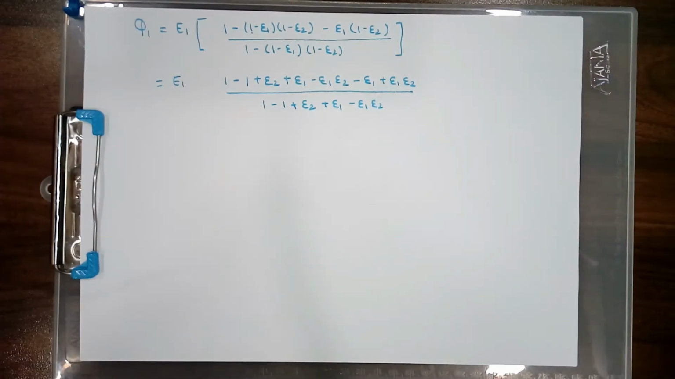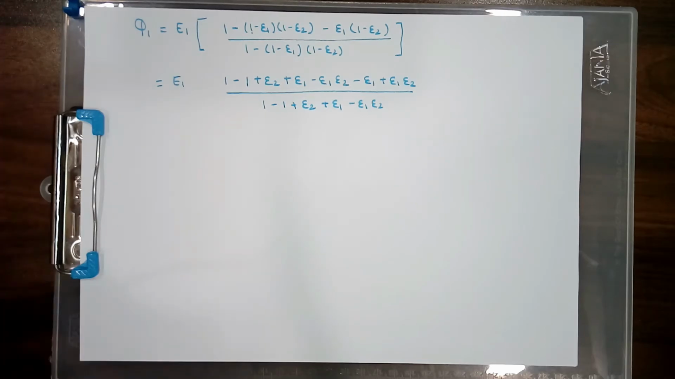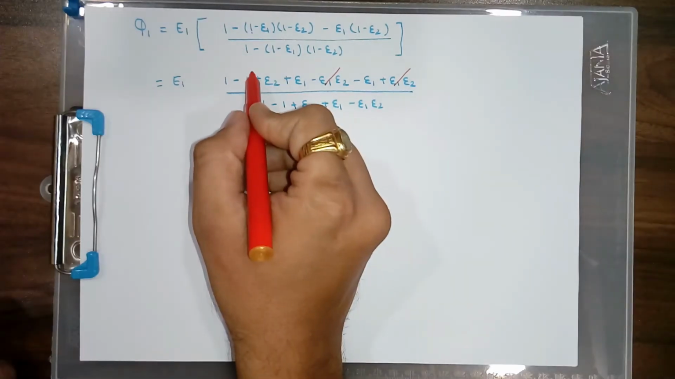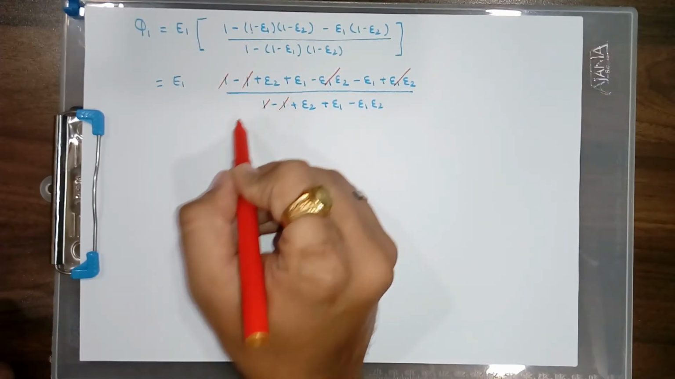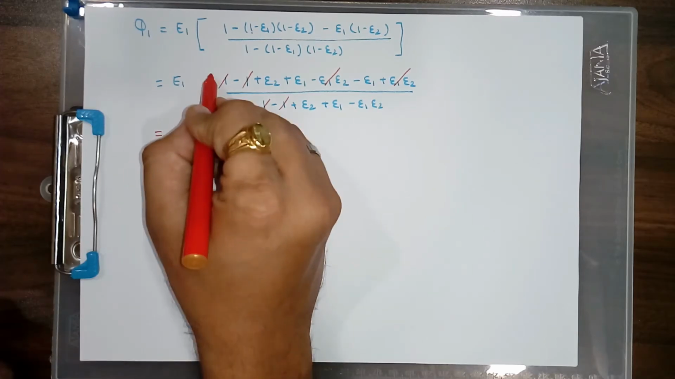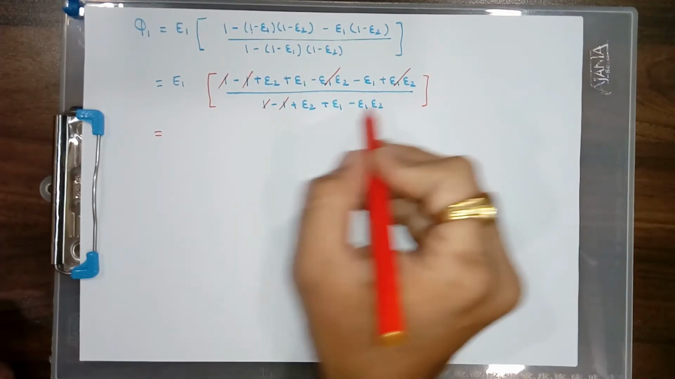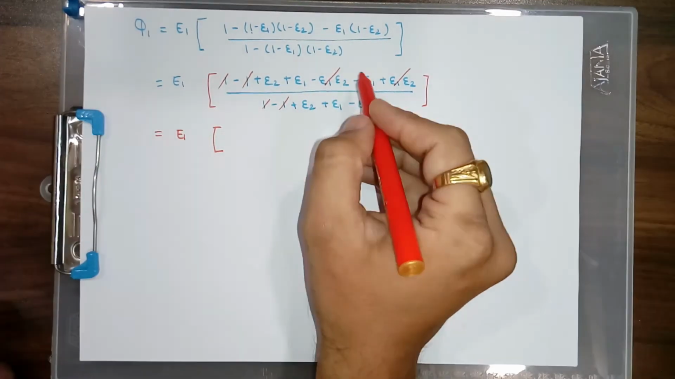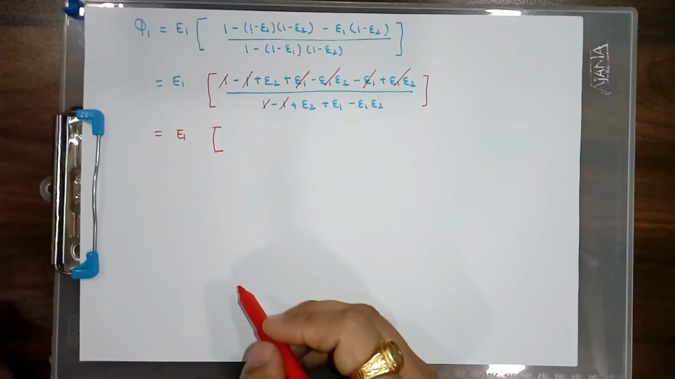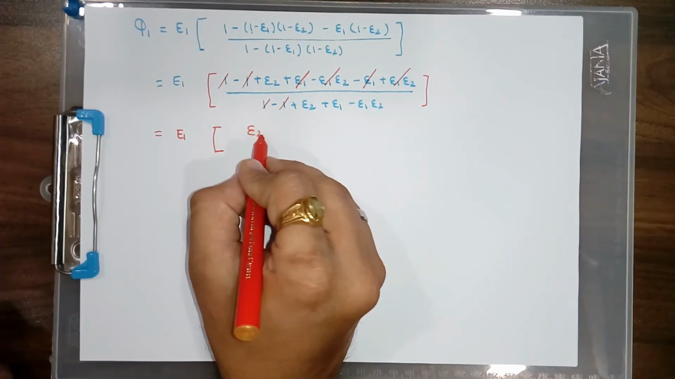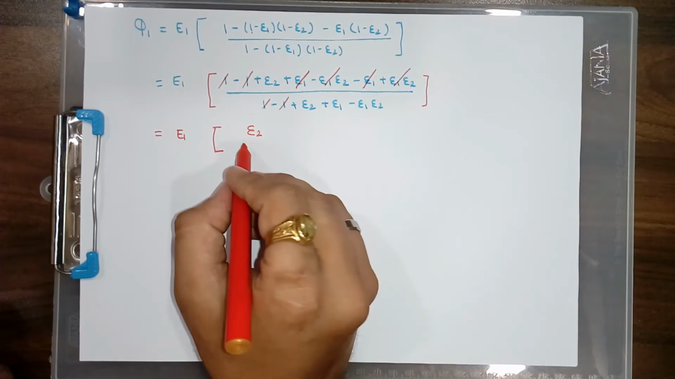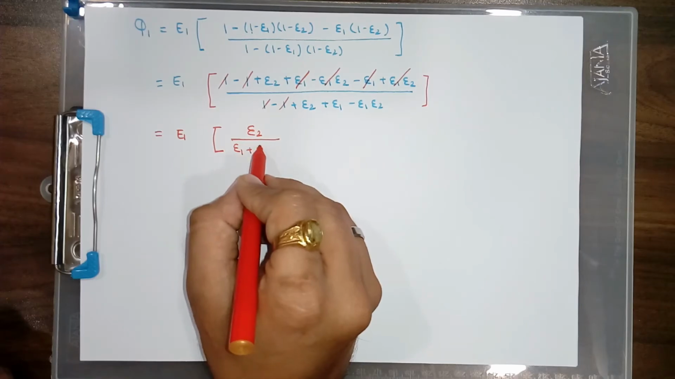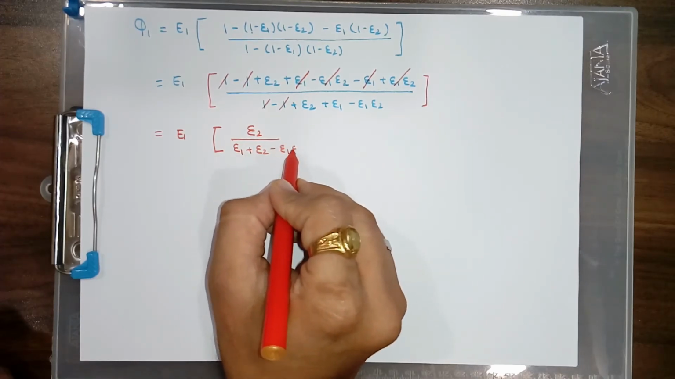Now we remove the sum of the similar terms from numerator side and denominator sides. So this is a minus E1 E2, this is a plus E1 E2. 1 cancels out, here 1 cancels out. So our final expression is E1 in the bracket, this E1 also cancels out, so finally we get E2 on the numerator sides, and on the denominator sides we get E1 plus E2 minus E1 E2.